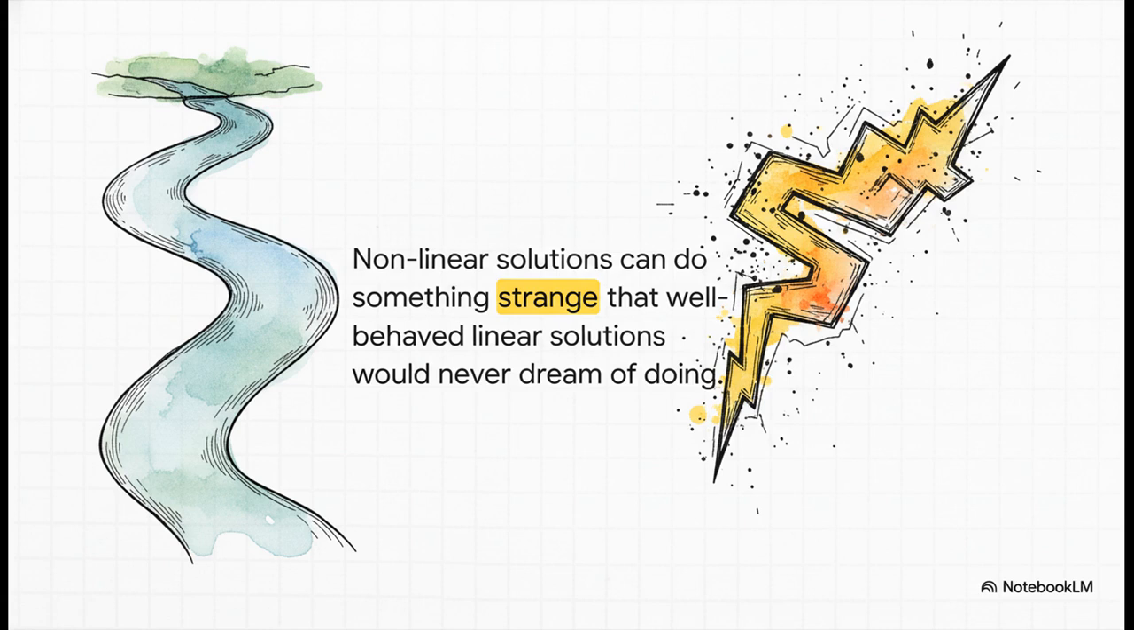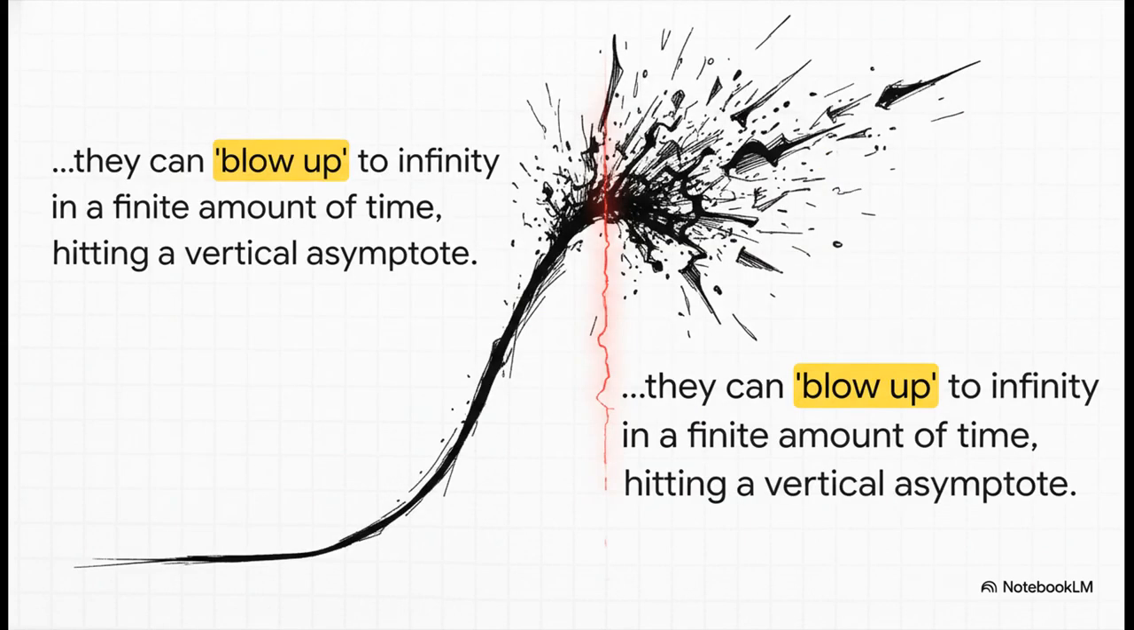Well, it's because nonlinear solutions can do something that a nice, predictable linear solution would never even dream of doing. They have a bit of a wild side. And there it is. They can blow up. What does that mean? It means the solution curve can just be cruising along, looking perfectly fine, and then all of a sudden it just shoots off to positive or negative infinity and poof, it just stops existing.